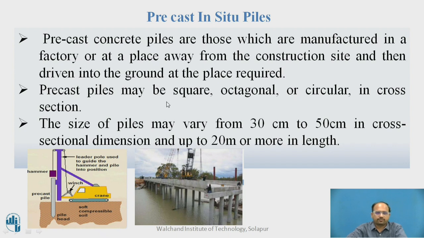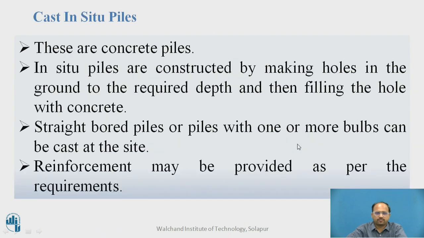First we manufacture in the factory, or on site, then we transfer to the ground where it is required. Precast piles may be square, octagonal or circular in cross section. The size of the piles may vary from 30 centimeters to 50 centimeters in cross-sectional dimension and up to 20 meters or more in length.